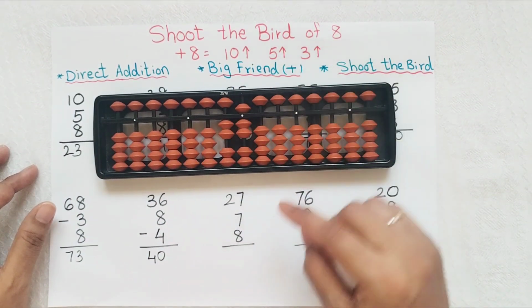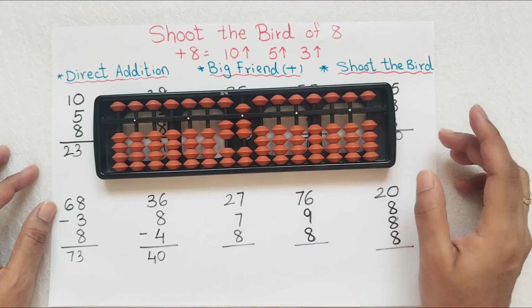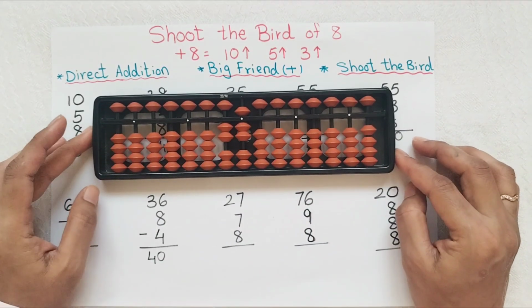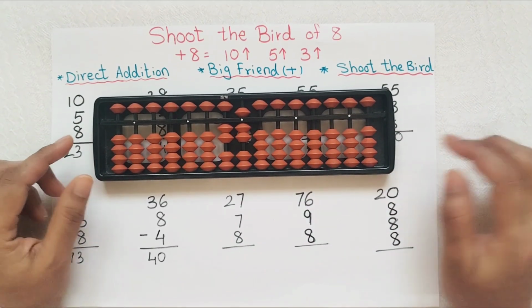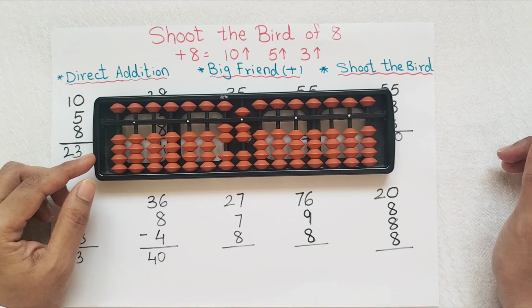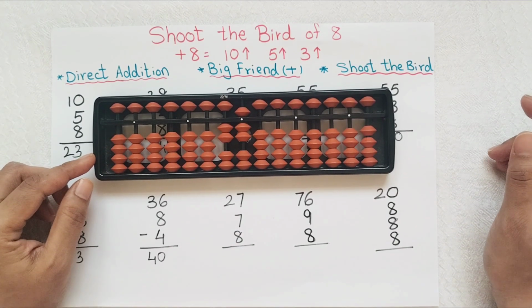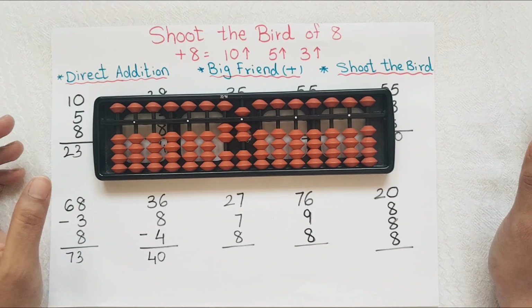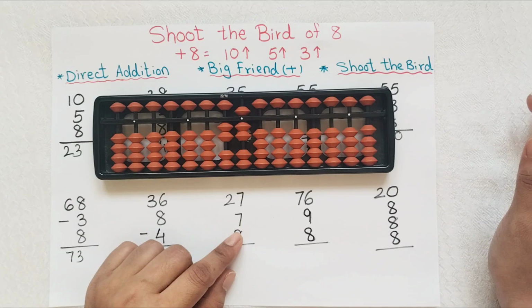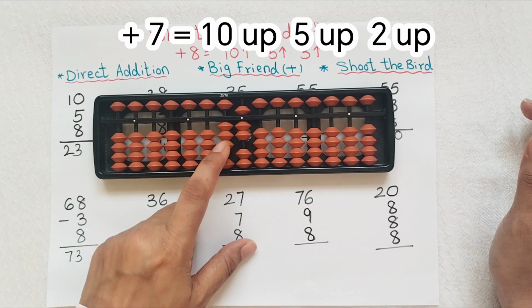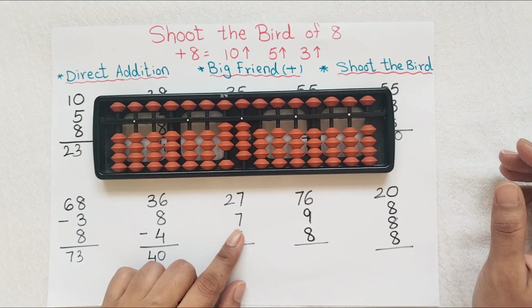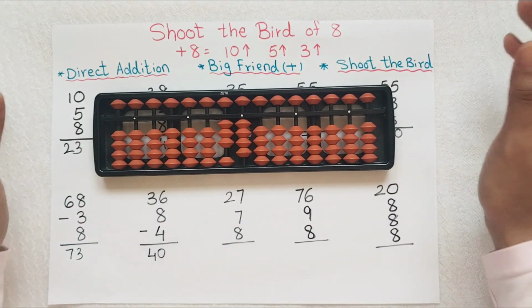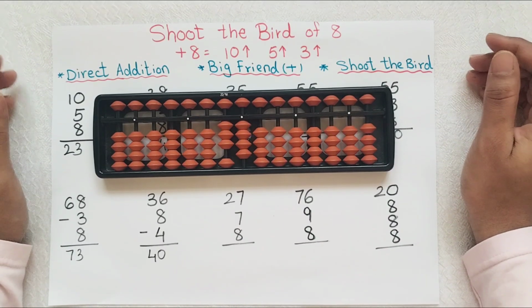27. Now plus 7. How will I do plus 7 here? The formula for plus 7 is plus 10 less 3. I don't have less 3 here. So how will I do this? Do you remember we have learned this formula in the previous lesson? Shoot the bird of 7. Yes. That is for plus 7. Shoot the bird is 10 up, 5 up and 2 up. Correct? Yes. If you have missed watching my previous lessons, you can check the link in my description box.